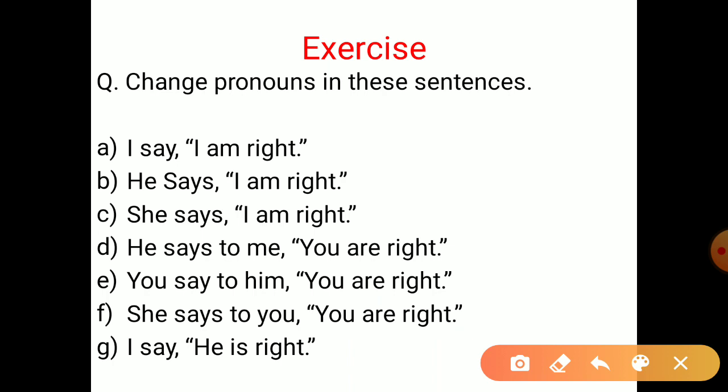Next we will try to understand how the tense changes in reported speech. That will be done, God willing, in the coming lecture, lecture number 4.